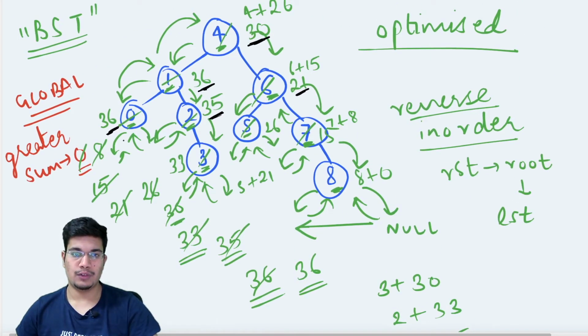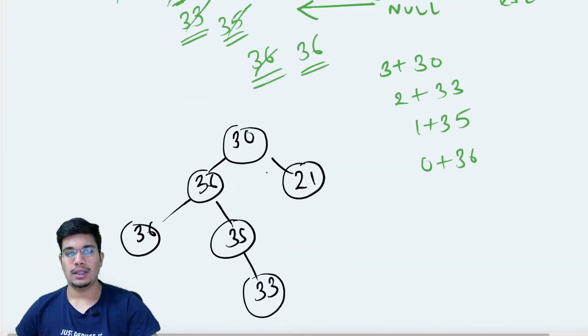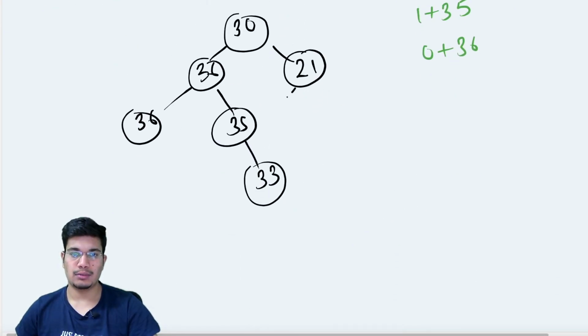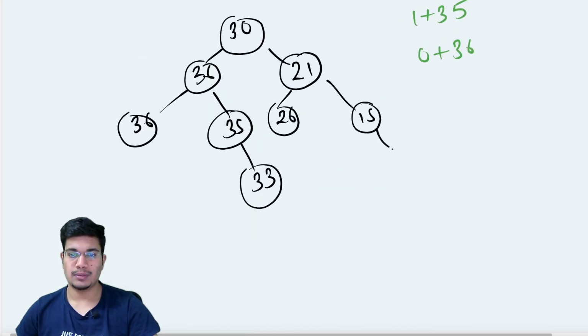Now towards the left of 36 there's nothing, but the right of 35 there is this node, which is 33. Then for node 21, towards its left we have this node 26, and towards its right we have this node 15. So this is something like 26 and 15. Now for node 15, its right is node 8. So this becomes something like this.